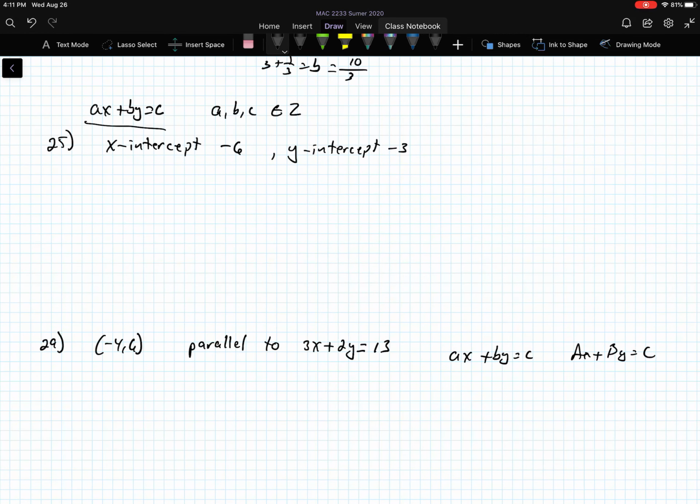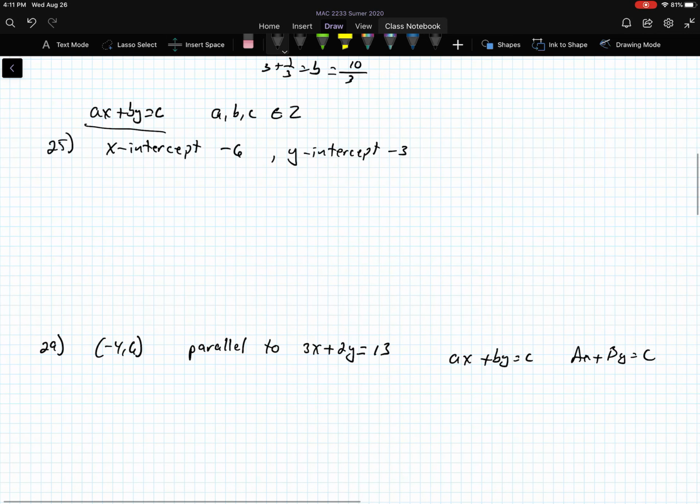For number 25, it says find the equation for each line in the form of ax plus by is equal to c, where a, b, and c are integers, and no common factors, and a is greater than or equal to 0, it says. So the x-intercept, the ordered pair would be -6, 0. The y-intercept would be 0, -3. So I'll do x1, y1, x2, y2.